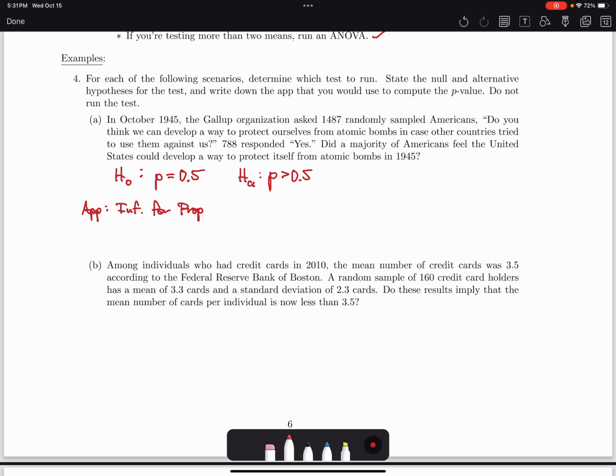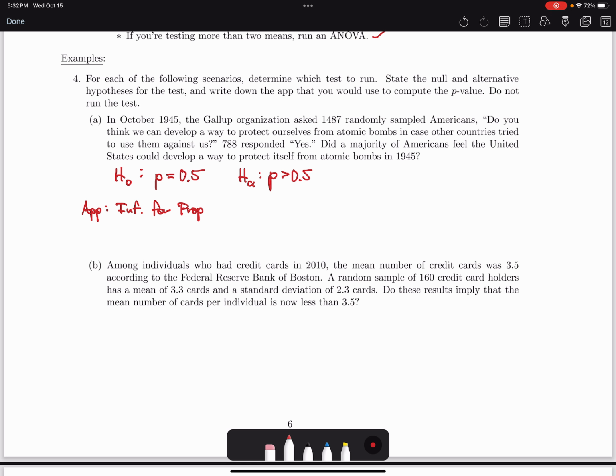Okay, here's my solution. This one is going to require a little bit of explanation, I think. Notice that this problem didn't say anything about proportions. So how do I know that I'm testing a proportion? Well, because if you think about what the raw data would have looked like, the researcher went out and they asked people, do you think we can develop a way to protect ourselves from atomic bombs? And then people either said yes or no, okay? So the raw data would have been a list of yeses and nos. Well, you can't compute the mean of a list of yeses and nos, right? That's a categorical variable. So we must be testing the proportion here, right? This is how I know that we're testing the proportion.